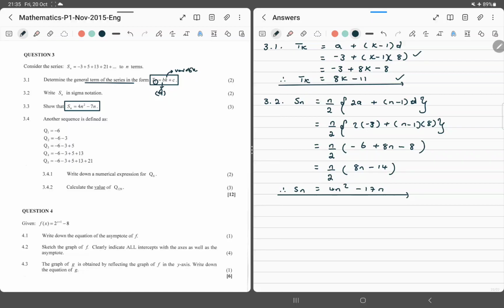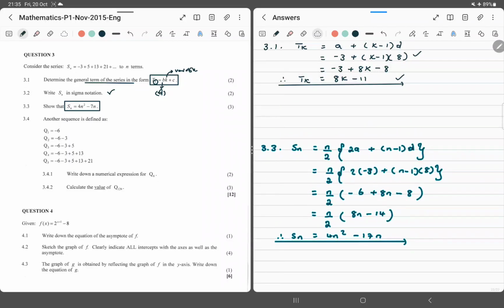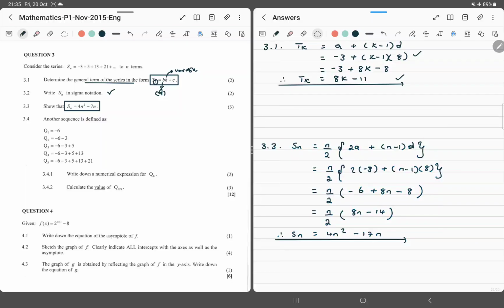Oh, I skipped a question, my lord. Yes, I answered 3.3. Goodness me, I rushed for 3.3. There's a question here where we're writing this in sigma notation. Okay, it's no trouble. We can move this one down. So we have to answer 3.2 here.